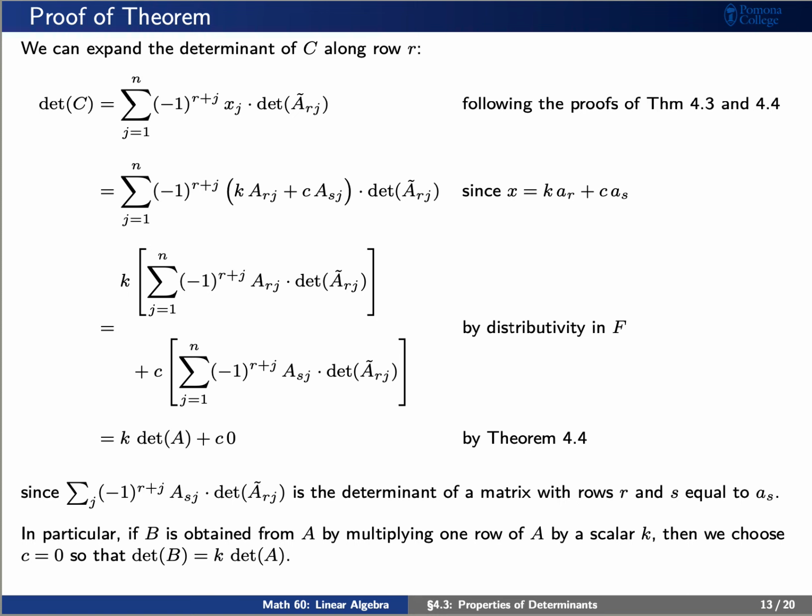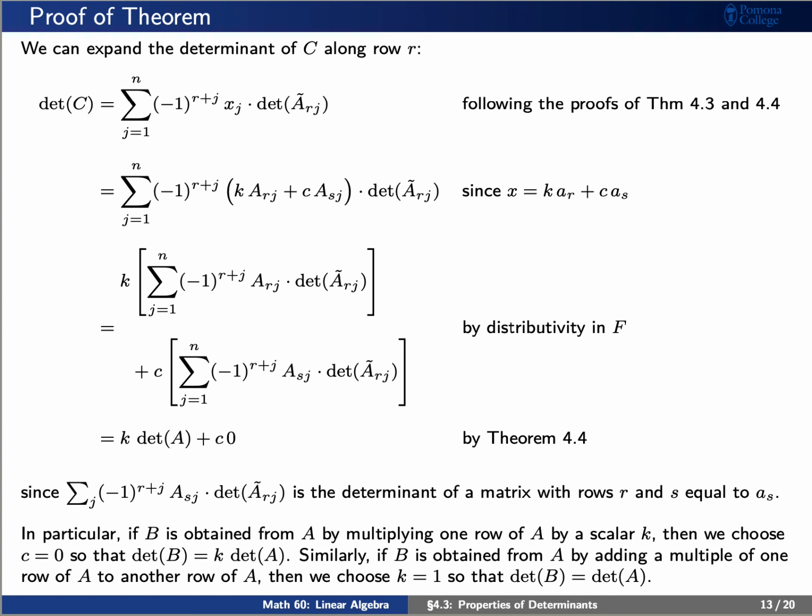Let's say, what if we set c equal to 0? Then according to the way we've defined x, it is k times A sub r. So this means that we've actually obtained a matrix B by multiplying row R by a scalar k. So this means that the determinant that we find is k times the determinant of A.